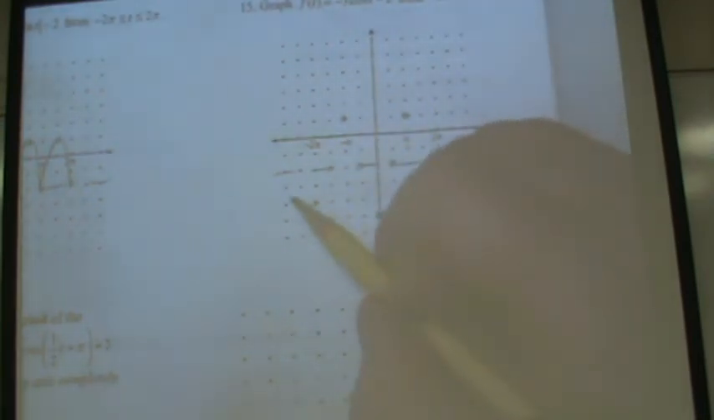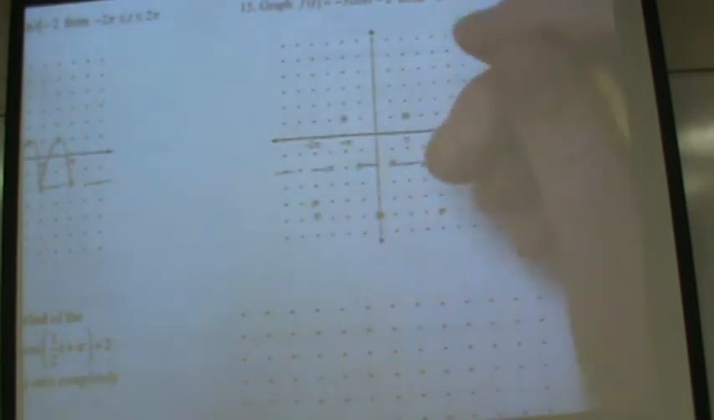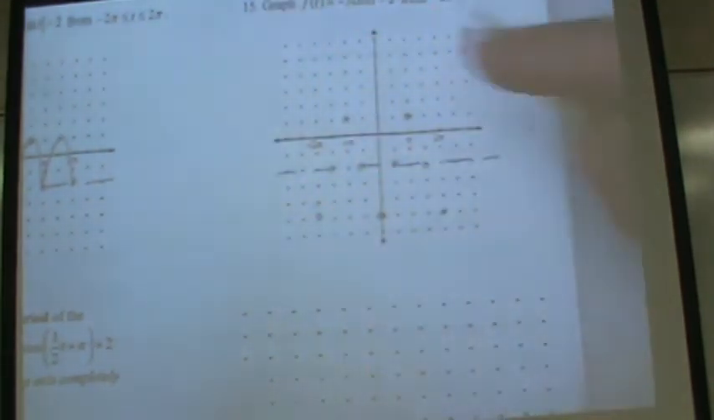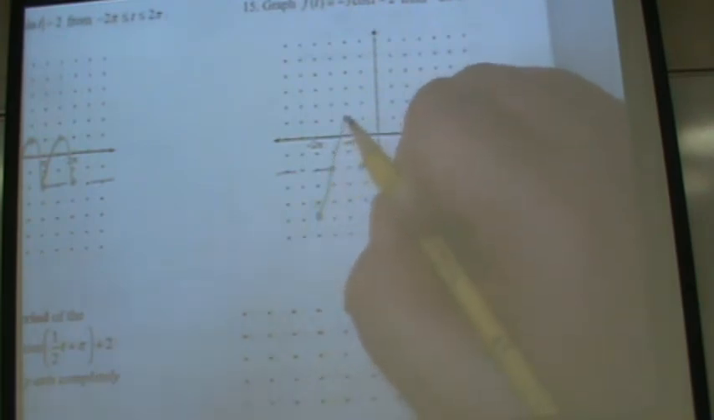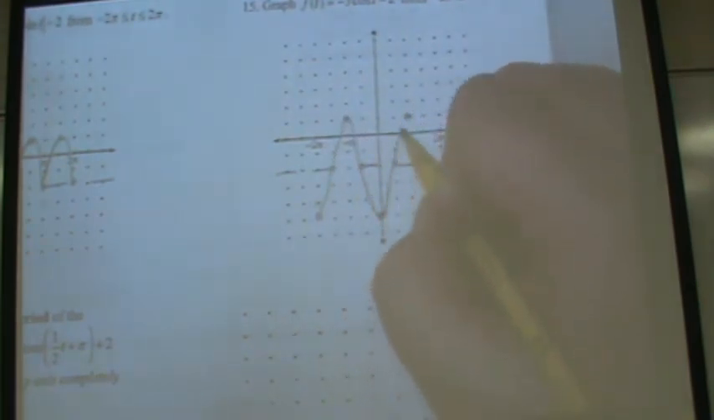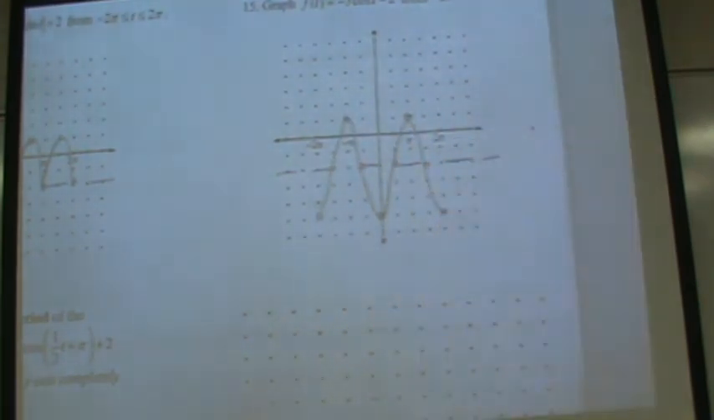So you should get a cosine curve that looks like this. So your cosine curve should look like that.